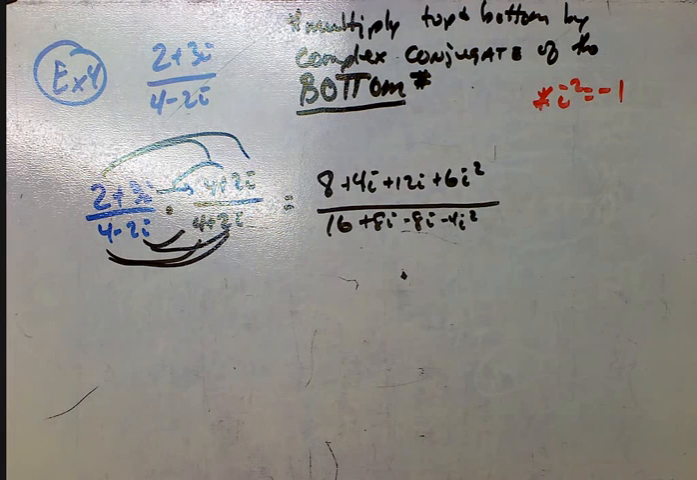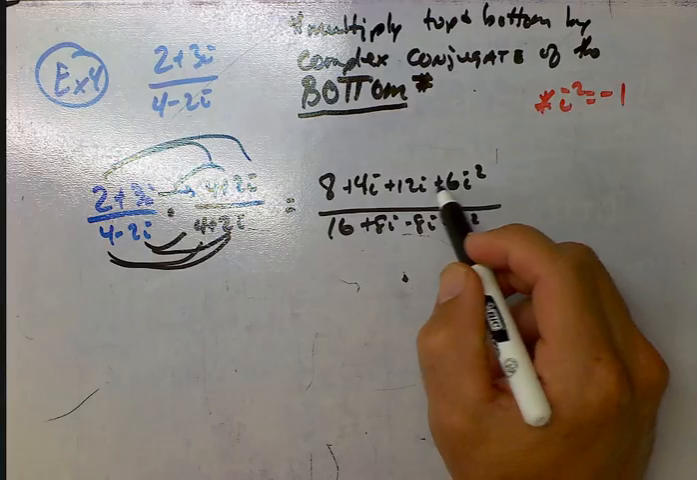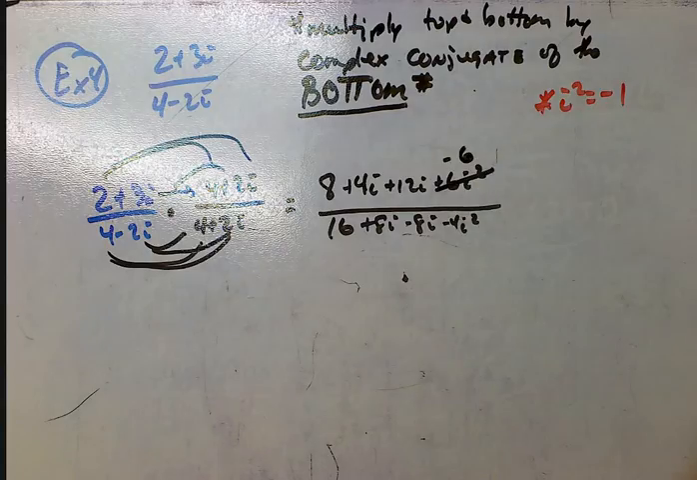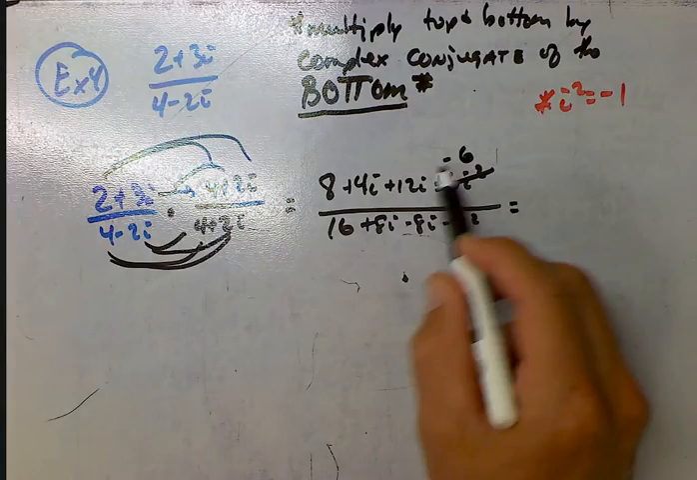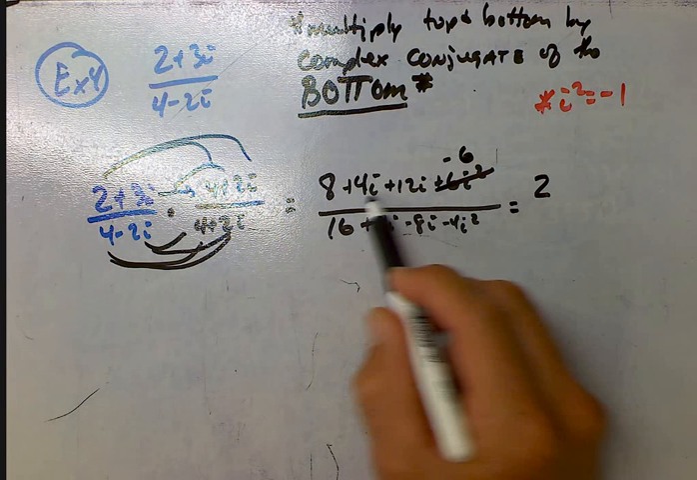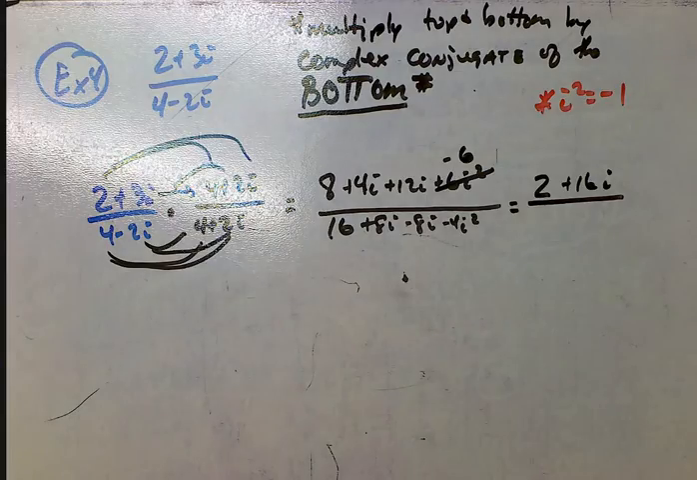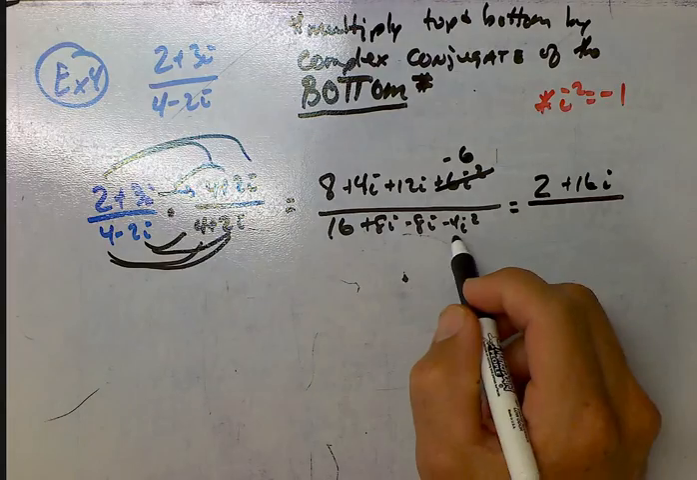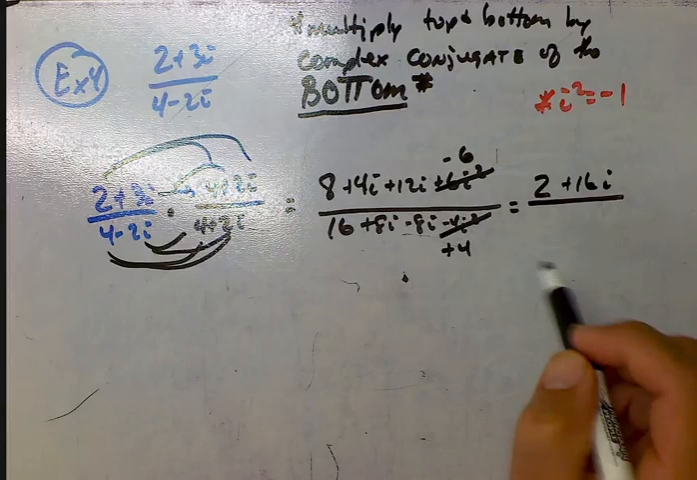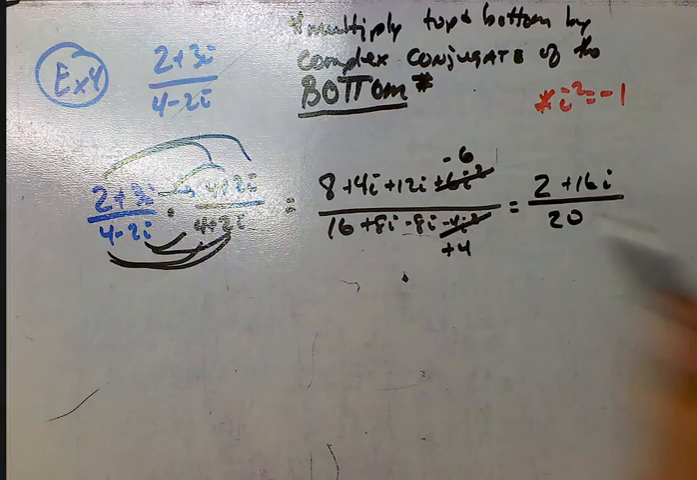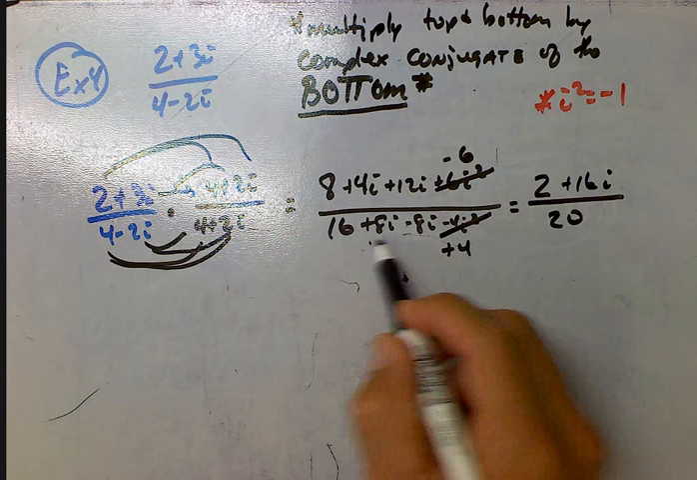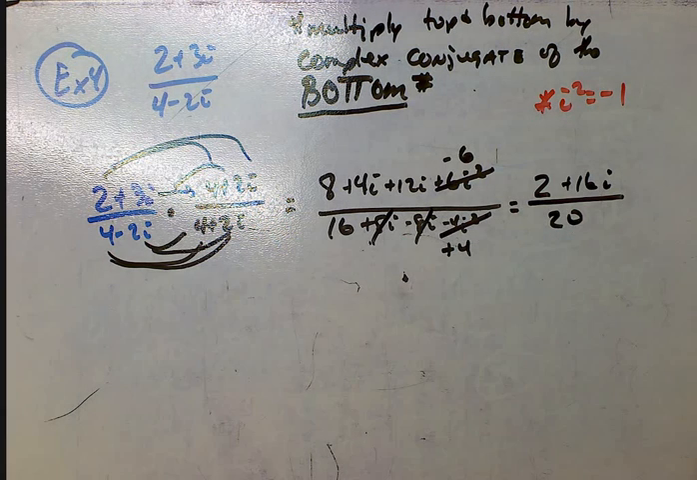Therefore, when I'm simplifying this, 6i squared would be 6 times negative 1, or negative 6. And so 8 minus 6 is 2. 4i plus 12i is 16i. On the bottom, again, since it's negative 4i squared, negative 4 times negative 1 is a positive 4. 16 plus 4 is 20. 8i and negative 8i cancel out, which is what I wanted, the bottom to only be a real number.